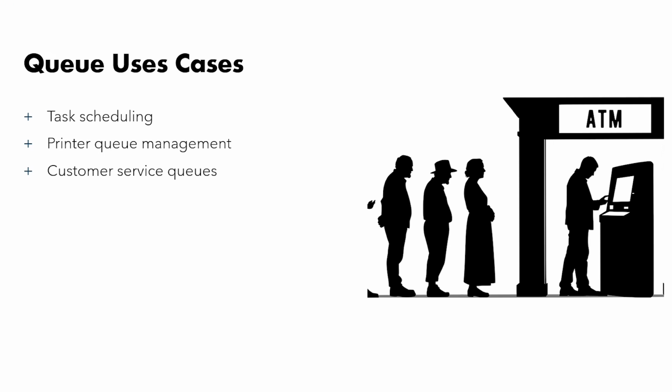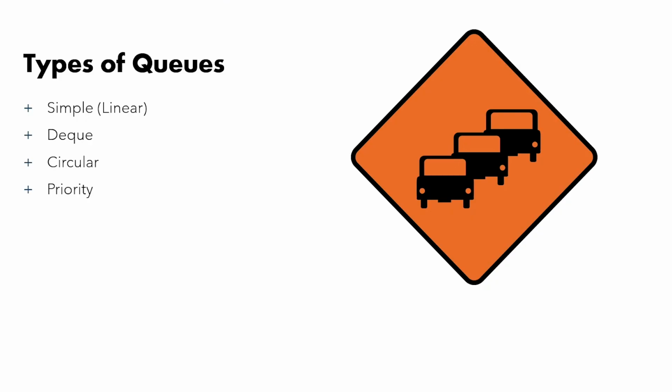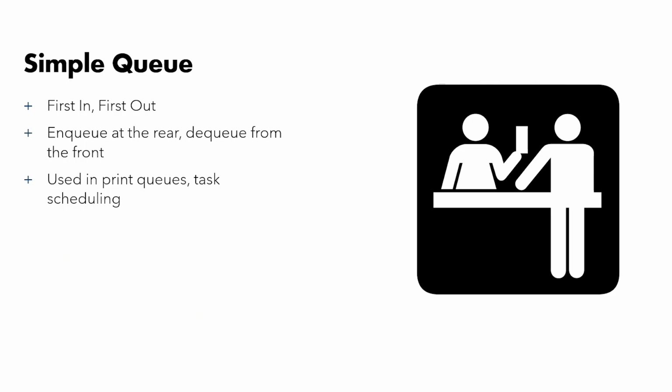Now we're going to be implementing the queue data structure using Python. But before we do this, let's look at the 4 types of queues you may come across in programming. We have the simple queue, the deque, the circular queue, and the priority queue. So we're going to be starting from the simple queue. The simple queue is the simplest and basic implementation of the queue. And just like our definition, queues operate on the first in, first out principle.